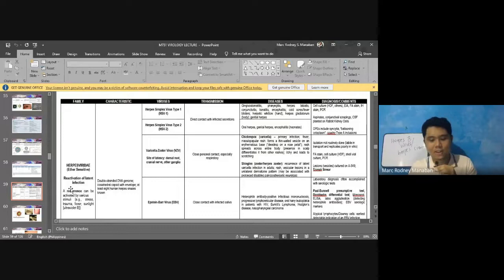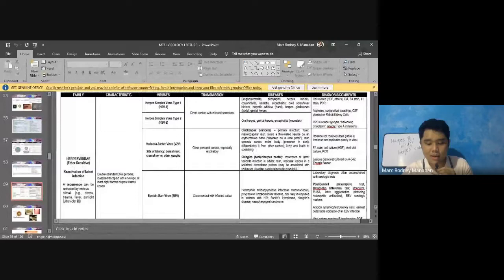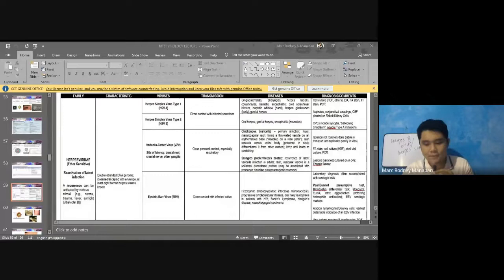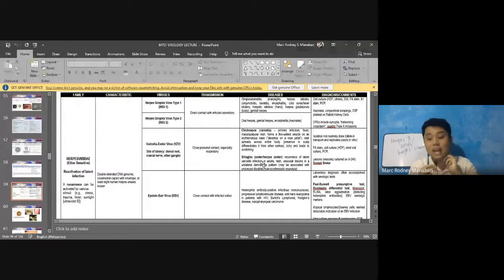Okay, so that's for the herpes viridae. Again, very important characteristic. Unsa to? The ability to exhibit latency, meaning pwede silang mo persist for a long period of time without causing any infection. Now we start first with the eight family members. Now you have the HSV1 and your HSV2. Now your HSV1 and HSV2, usually they are transmitted through direct contact with infected secretions.